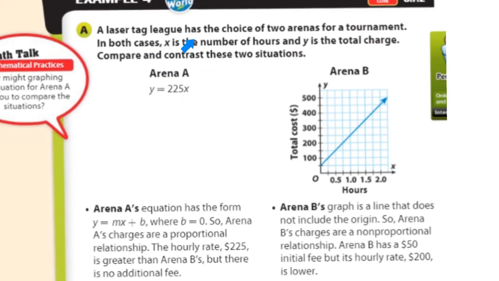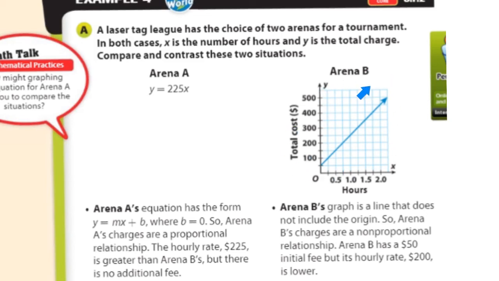So arena A, we can say that this is proportional. Doesn't have the plus something or the minus something on here. We know that this number, this is the slope. X is the number of hours, and they're going to charge $225 for every hour, but there's no extra fees.